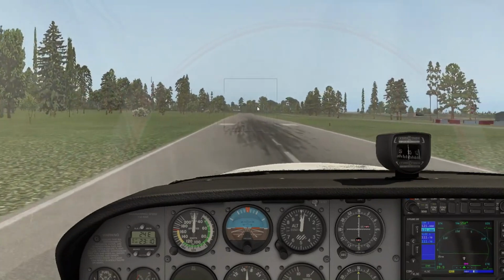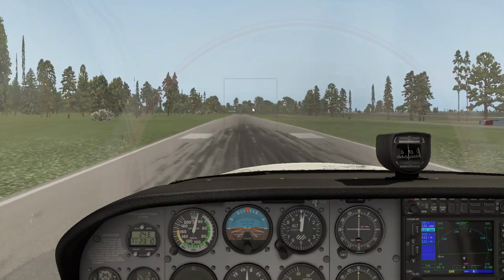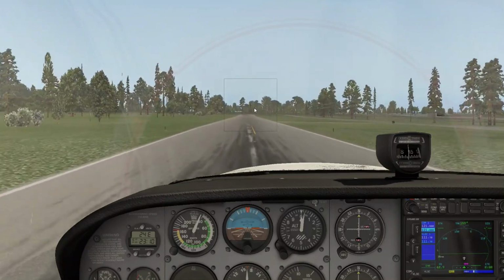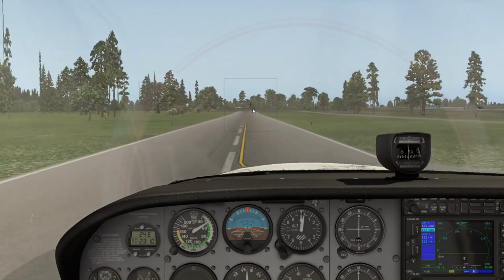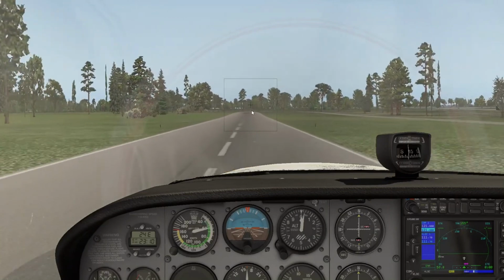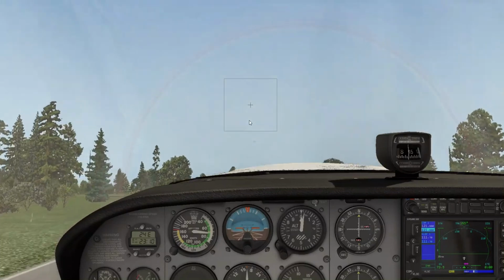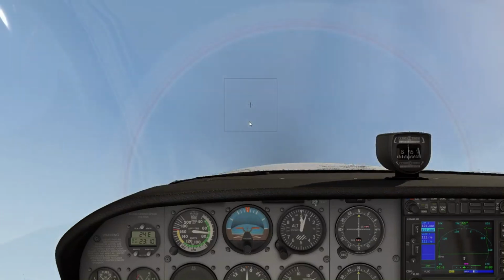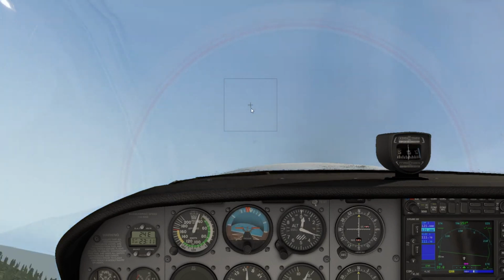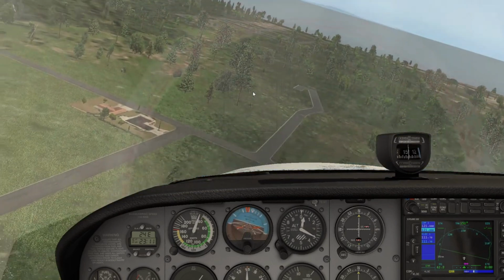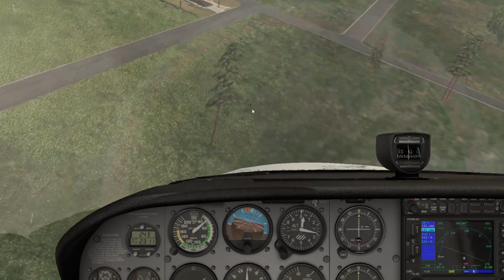You can control the aircraft with this rectangle on the screen. And then if you want to take off, put the mouse down. And if you want to go down, put the mouse up like this.